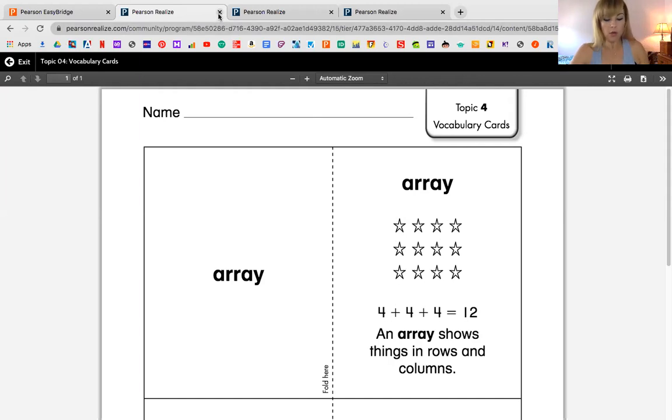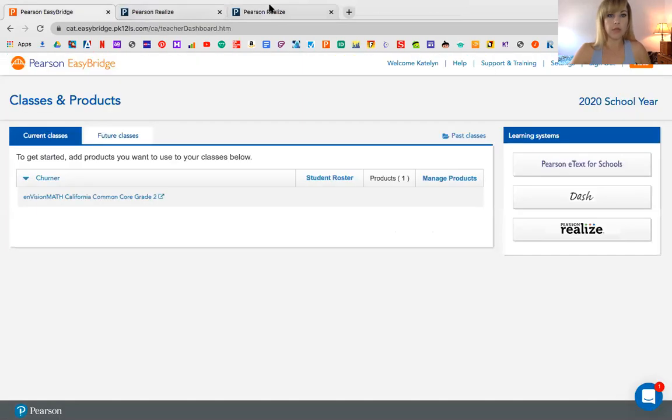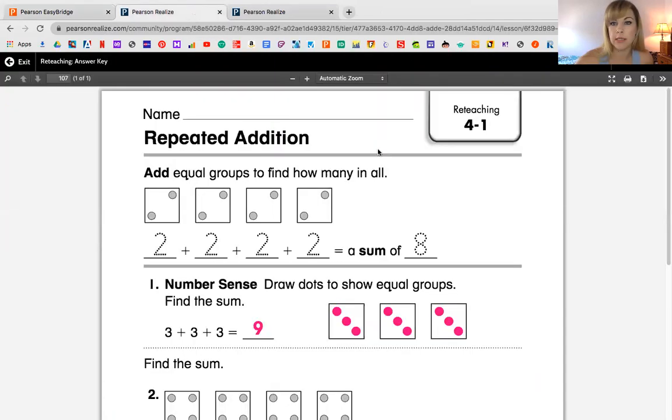Okay, so now the next thing that you should have done was watch your 4-1 math video, and then do the Reteach page. So is this my Reteach page? Okay. Pull out your red pens or your red colored pencils because you should make these corrections.